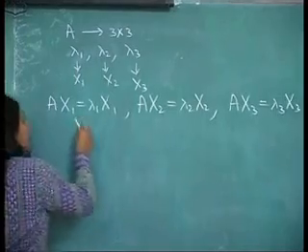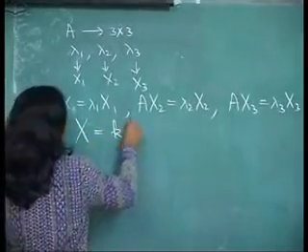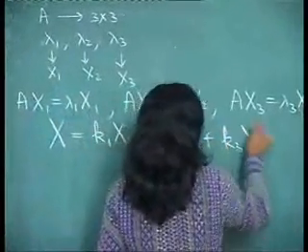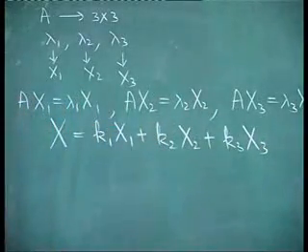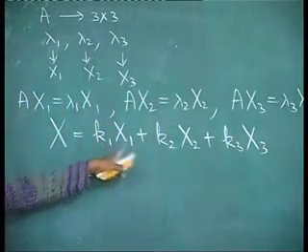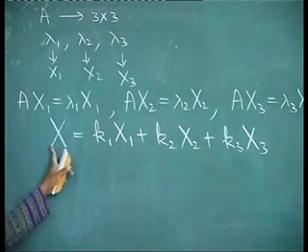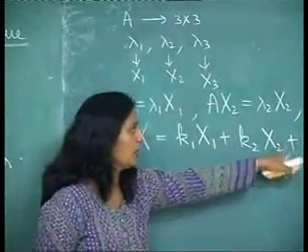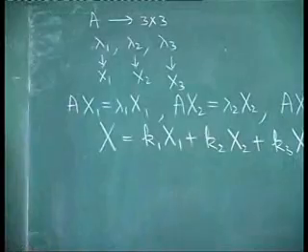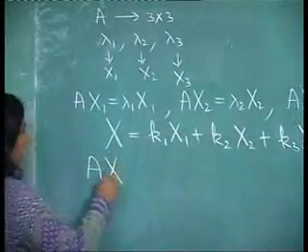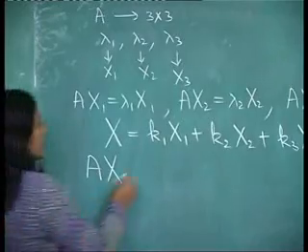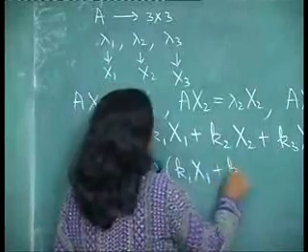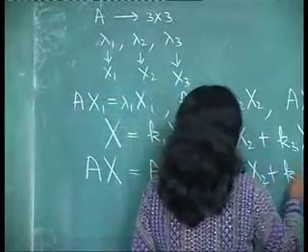Now take any column vector which is a linear combination of x1, x2 and x3. You are free to choose whatever values you want for these scalars k1, k2, k3. So take x to be some constant into x1 plus some constant into x2 plus some constant into x3. Now let us compute the product A into x. If I take the product Ax, let me first substitute for x. It is k1 x1 plus k2 x2 plus k3 x3.